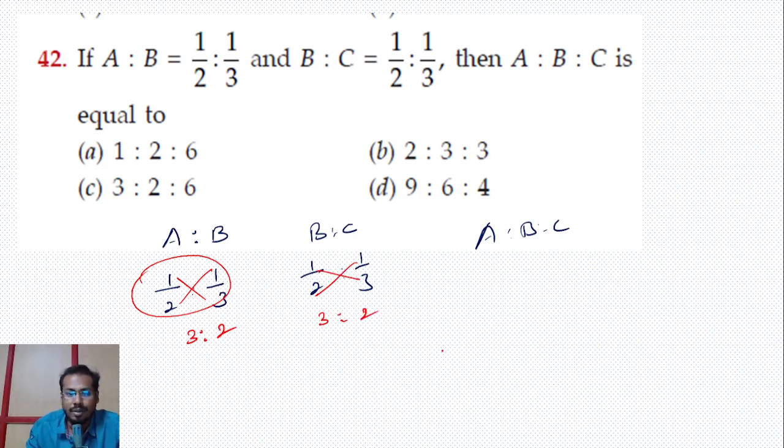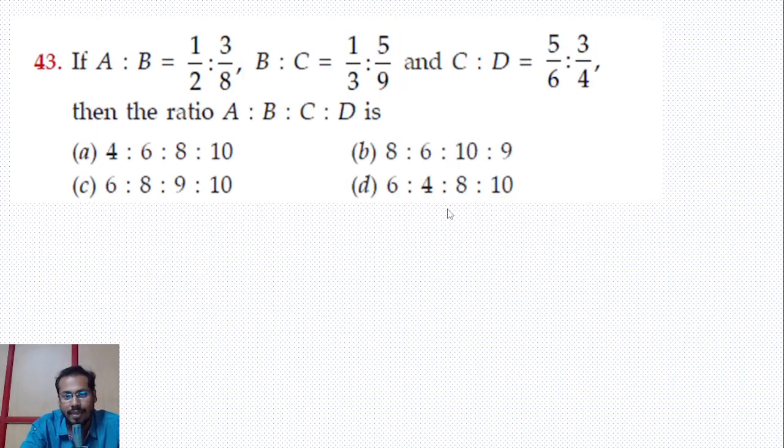Okay. So look at this. If I want A is to B is to C, A is to B is 3 is to 2, B is to C is 3 is to 2. Take zigzag multiplication: 3 3s are 9, 3 2s are 6, 2 2s are 4. So 9 is to 6 is to 4 is the final answer. Right. Next question.